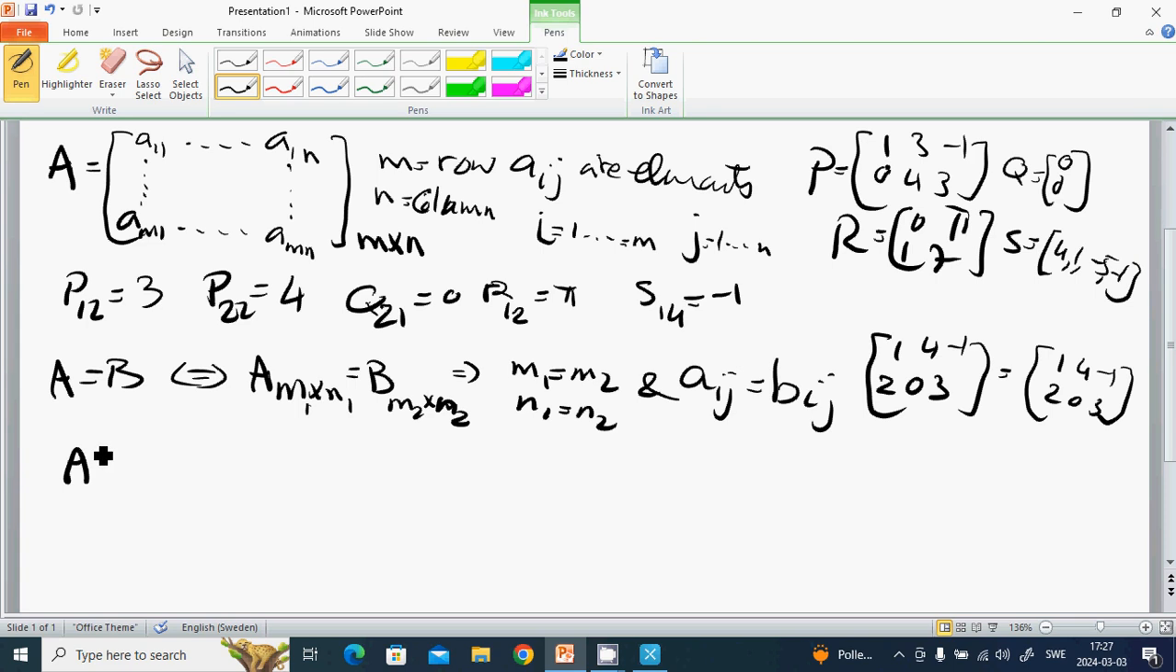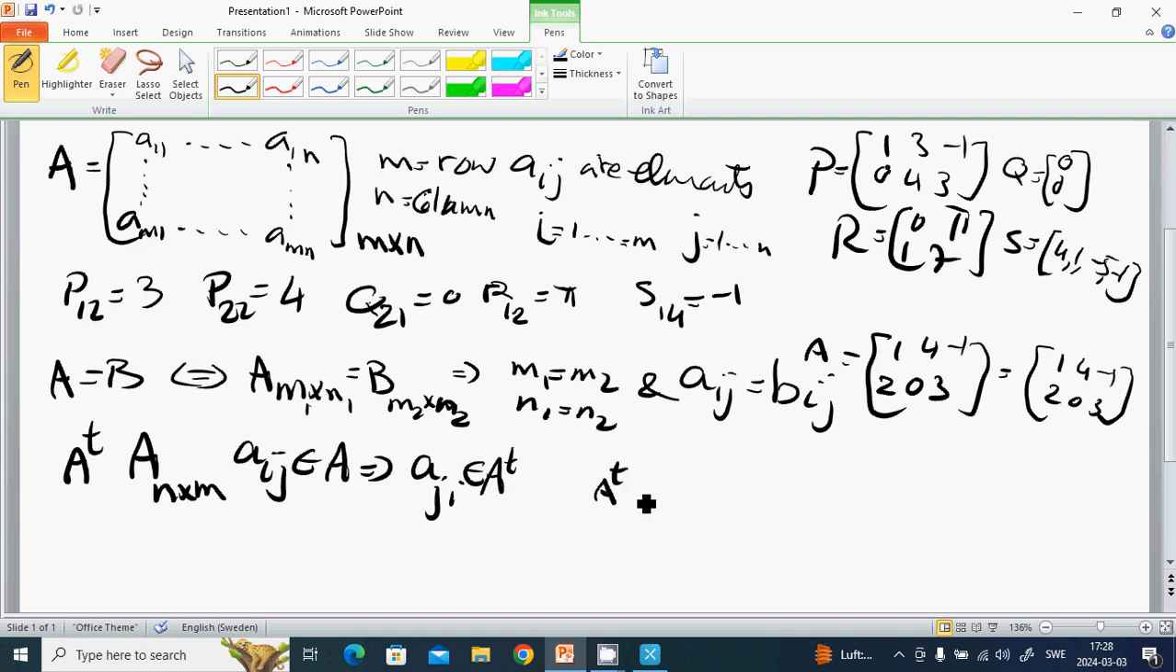And the transpose, A transpose, is an n by m matrix, which means that if a_ij belongs to A, then a_ji belongs to A transpose. It means that the row becomes column, and we are going to take this row, rotate 90 degrees and put it here. If this one is A, the A transpose is 1, 4, minus 1, 2, 0, 3.